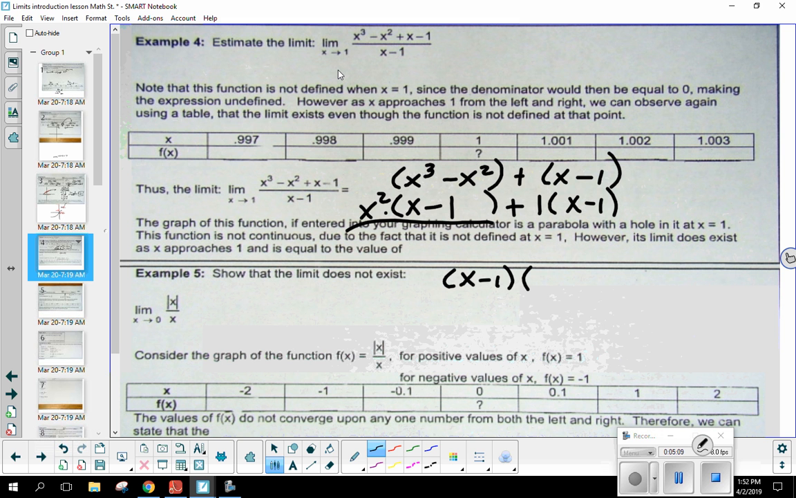So the x squared and the 1 that I pulled out, that would be x squared plus 1. Okay. So that's the factored version of the numerator. Now all of this is over x minus 1.